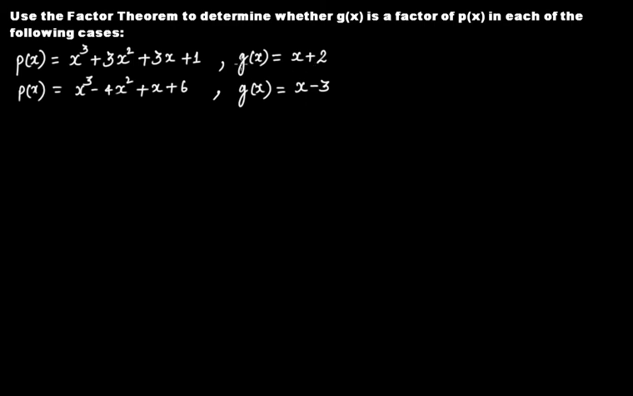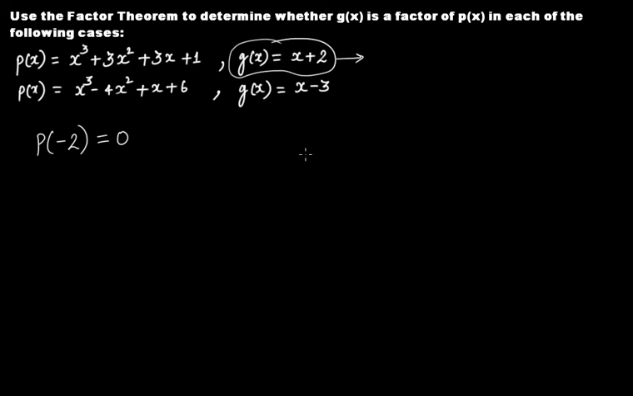The factor theorem says that if this polynomial g(x), that is equal to x plus 2 in this case, is a factor of this polynomial, then p(-2) will have to be 0. Right? What's minus 2? Minus 2 is the 0 of this polynomial g(x).